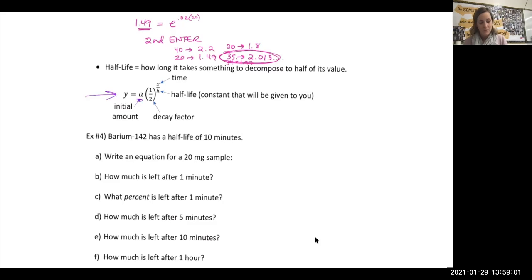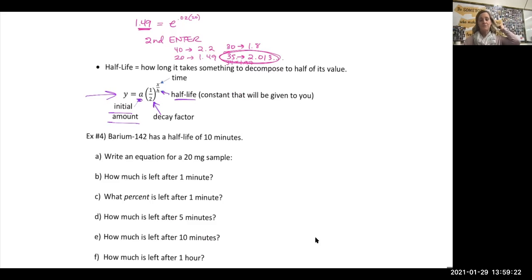A, just like P equals Pe^(rt) or A equals Pert, your initial amount is that first thing. So in this case, it's A. Your decay factor is always going to be a half because it's a half-life. It's cutting something in half. X is your time, and then H is a constant that's going to be given to you. That's the bottom number. You'll have it.